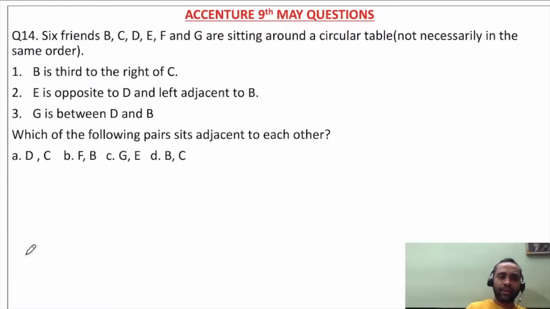Okay. Now next question. So question number 14. Try this question number 14.